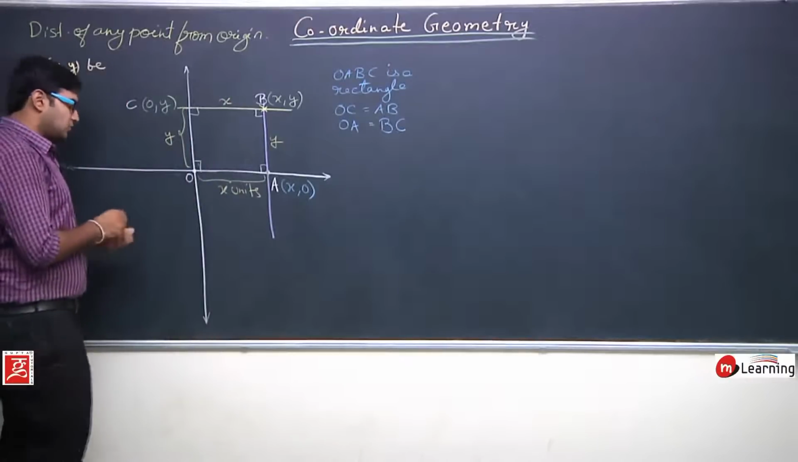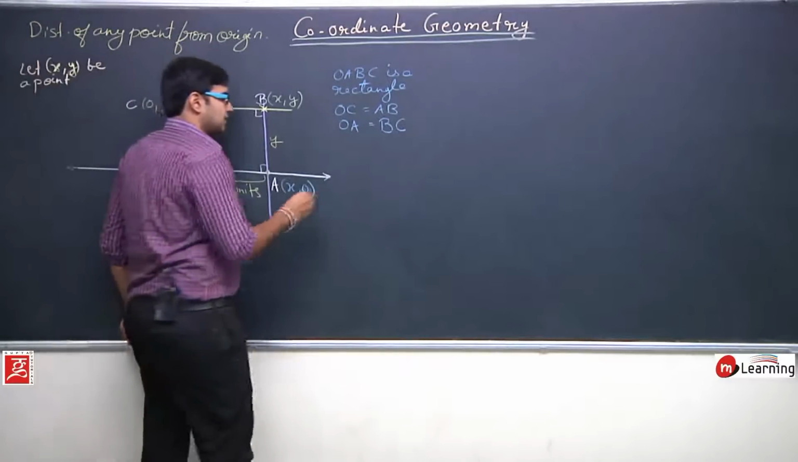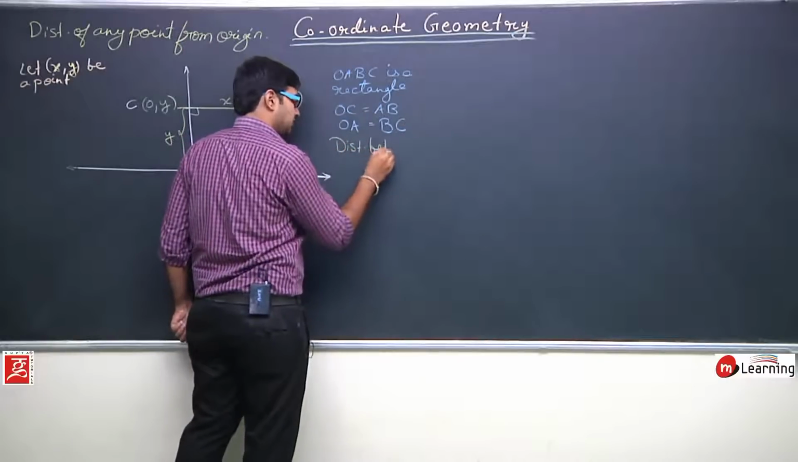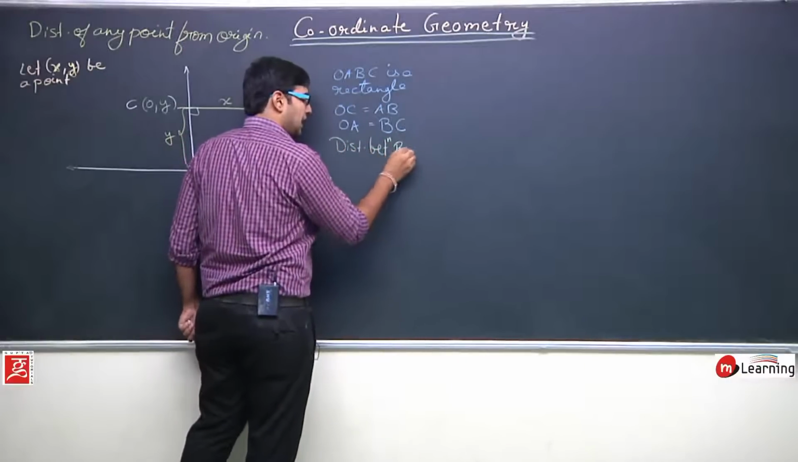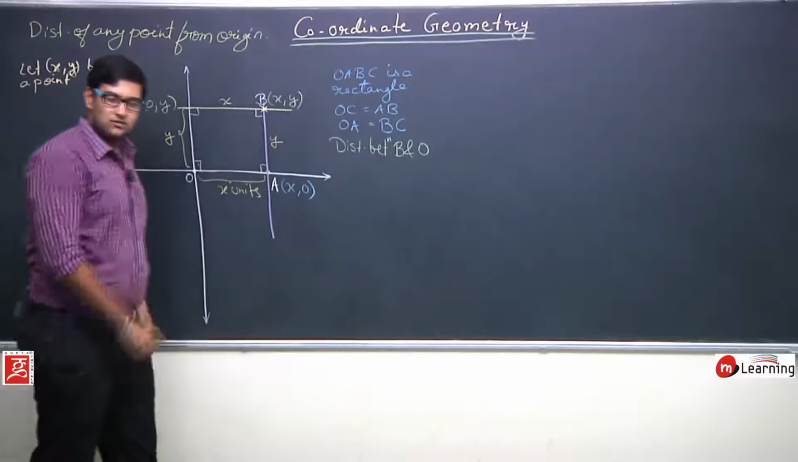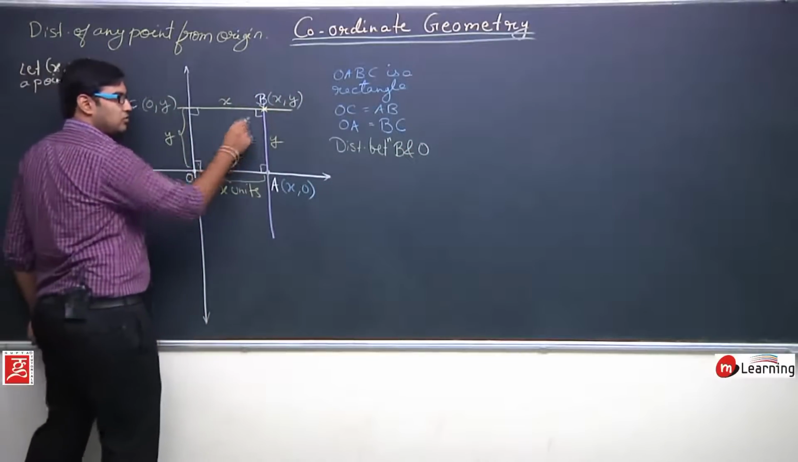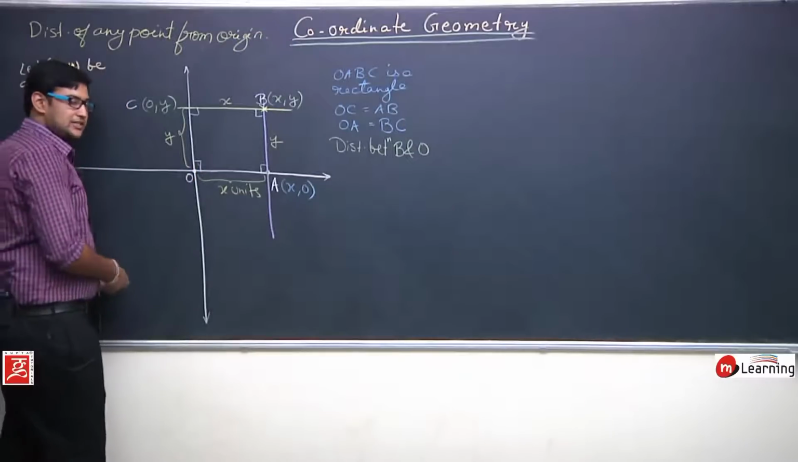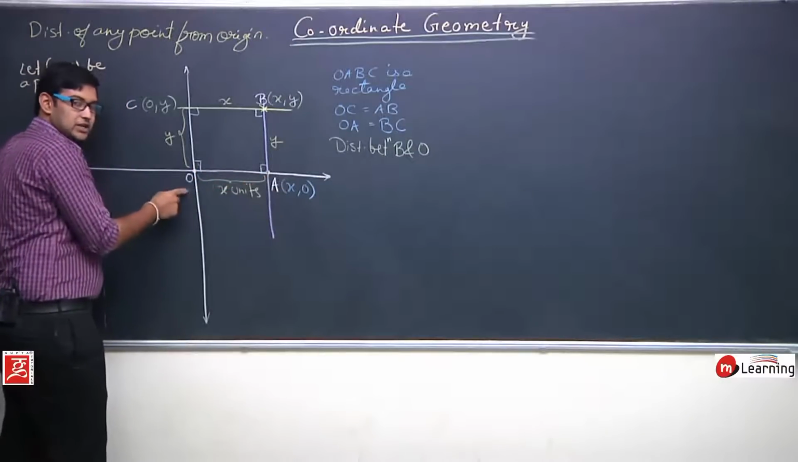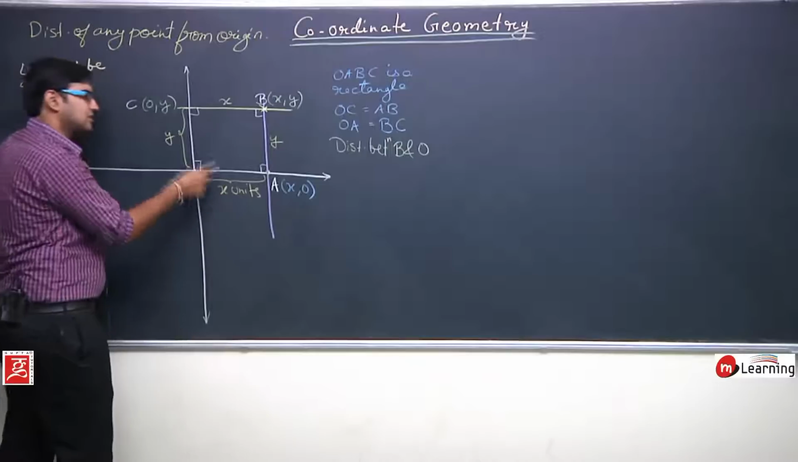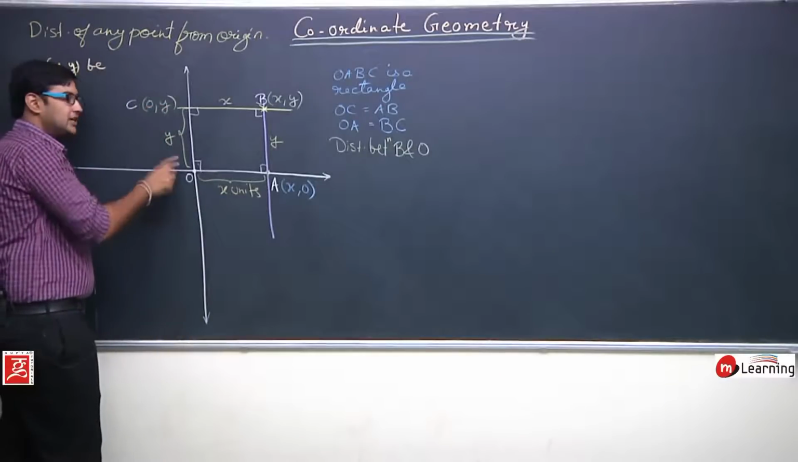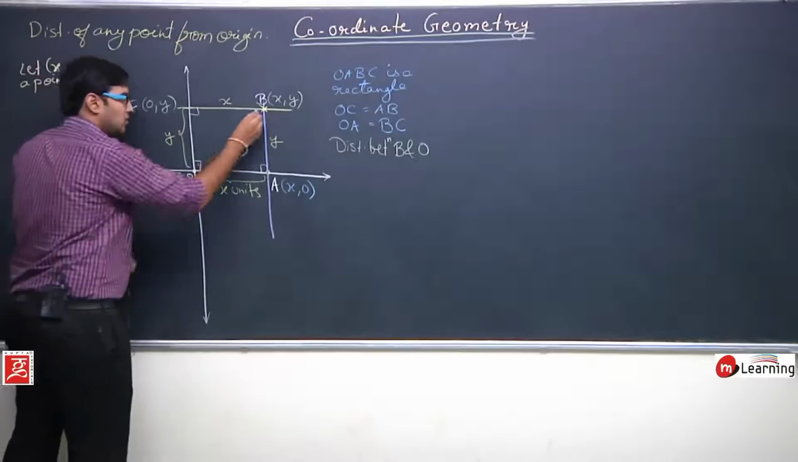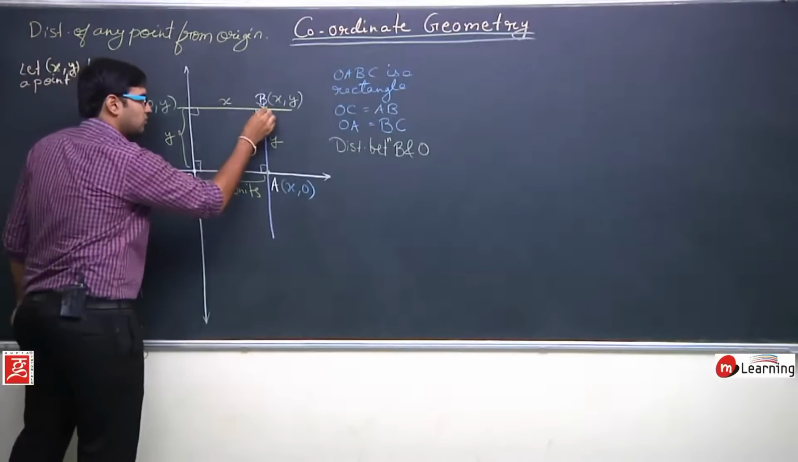Now what I need to find, I want to determine the distance between B and O. I want to determine the distance of this point B from the origin. What is the distance of this point A from the origin? It is equal to x units. What is the distance of this point C from the origin? It is equal to y units. So now we can calculate the distance of this point B from the origin.